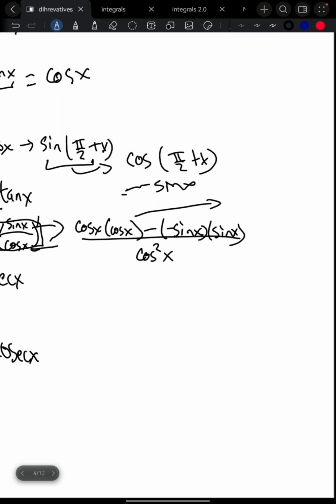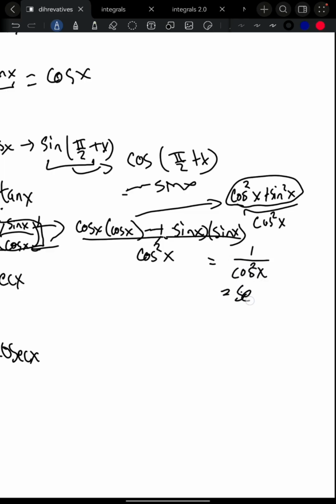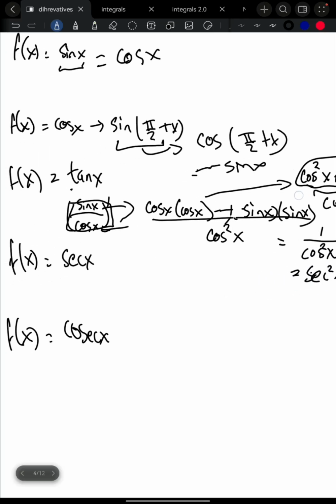So this is just cosine squared x, and the negatives cancel out. So this is just plus sine squared x divided by cosine squared x. And if you know trig, this is just equal to 1. This is just 1 over cosine squared x, which is secant squared x.